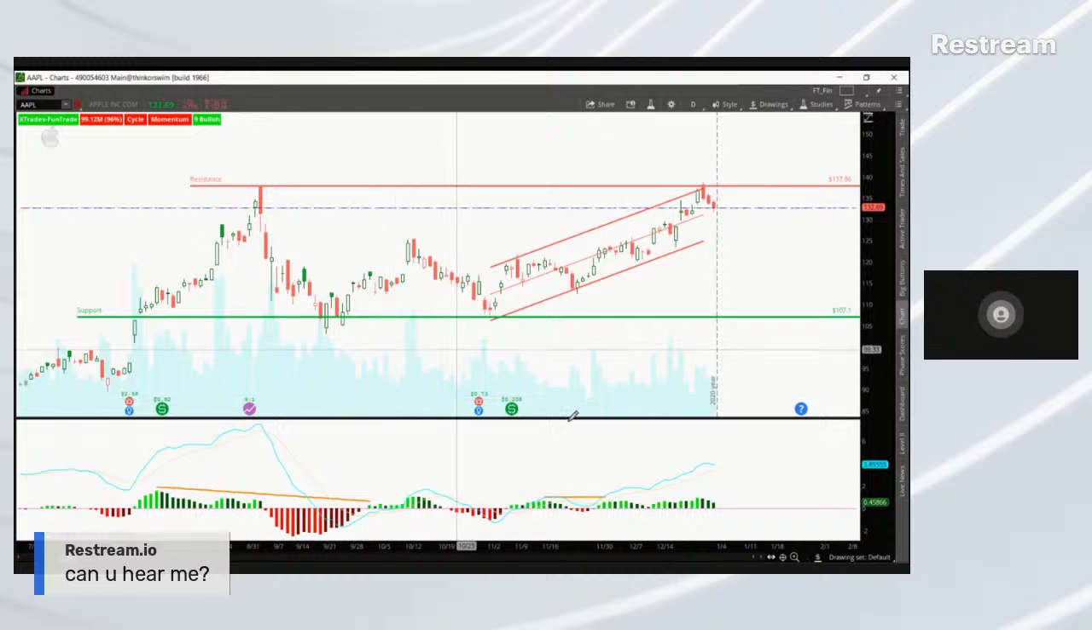Hey guys, I just wanted to show how to draw fib levels and how I trade. It might be Apple, it might be Microsoft or whatever. So let me just start with it.